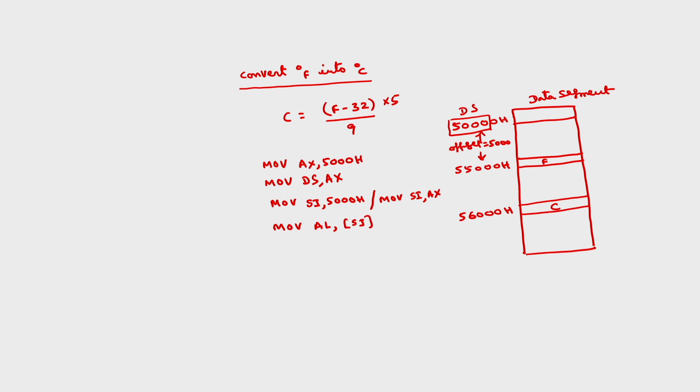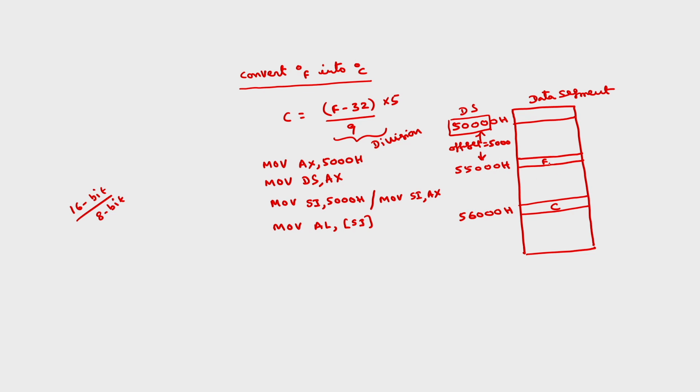Now AL contains the Fahrenheit value. So you have to subtract this 32 from the Fahrenheit value. Before subtraction you have to perform the division also later. This is division. We have a division instruction directly, but the division instruction will be for 16 bit by 8 bit and 32 bit by 16 bit.